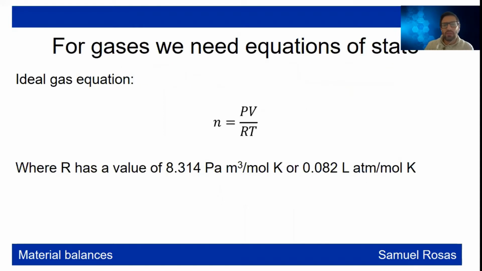The ideal gas equation of state, which is the one that we're going to talk about right now, states that the number of moles equals pressure times volume over RT, where T has to be in Kelvin or Rankine, it has to be absolute. Pressure also has to be absolute. It cannot be a gauge pressure. And R is the ideal gas constant, which has a value of 8.314 Pascal cubic meter per mole Kelvin, or 0.082 liter atmosphere per mole Kelvin.